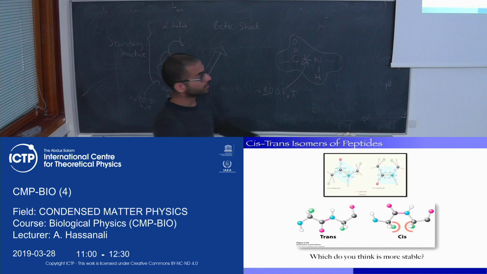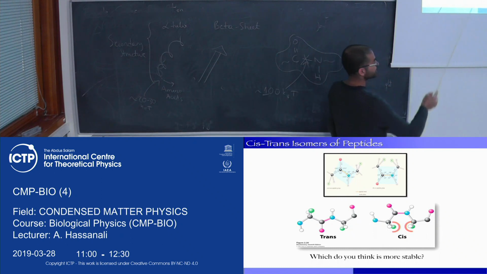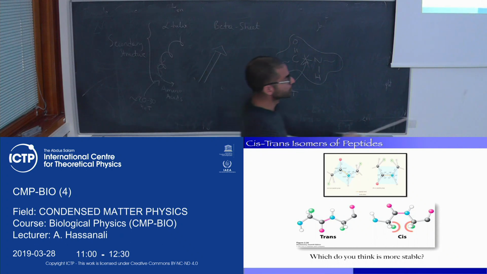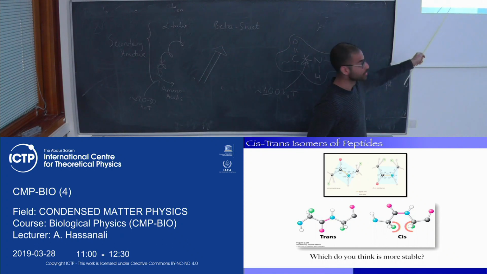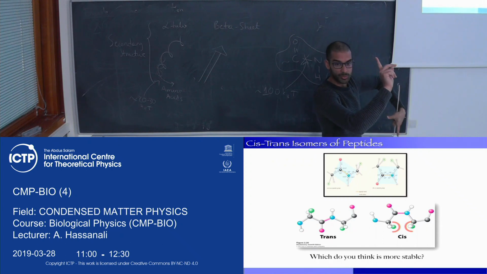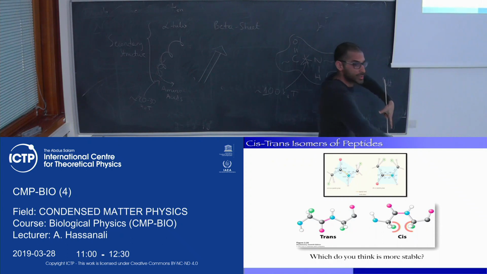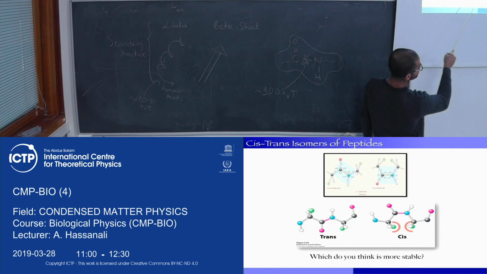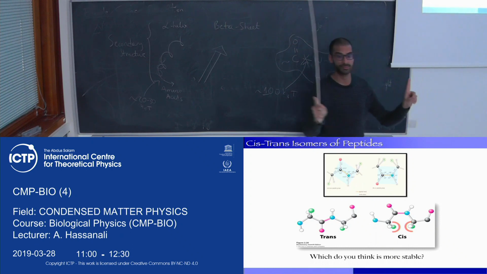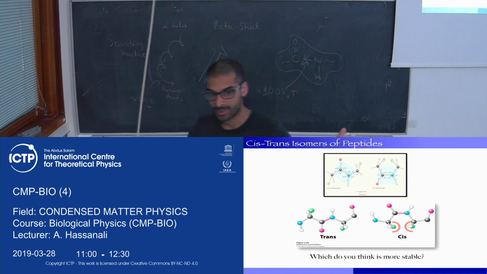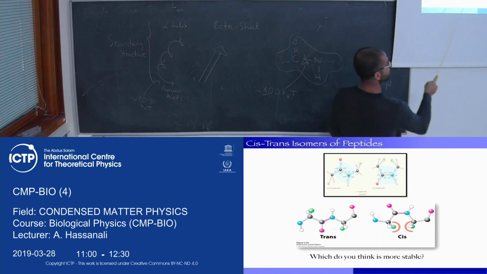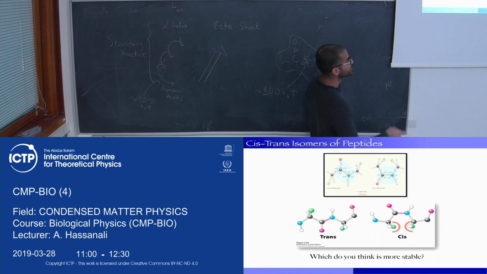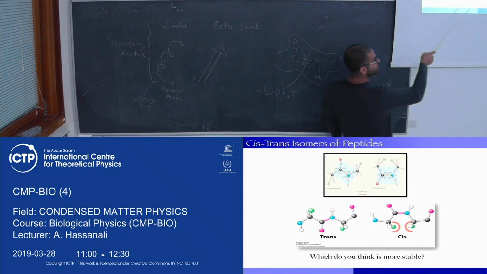But the peptide backbone can also exist in two different isomers. It can exist in a trans isomer, which looks like this, so the NH and the CO bond dipoles point in the opposite direction, or you can rotate about this bond and get a cis isomer, where the NH and the CO are pointing in the same direction. So these are known as trans and cis. It turns out, for reasons that we understand, that trans is more stable than cis.